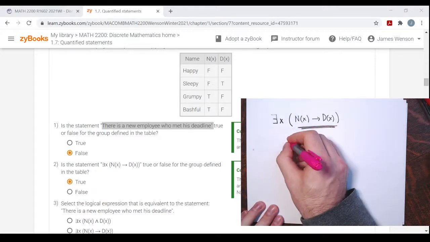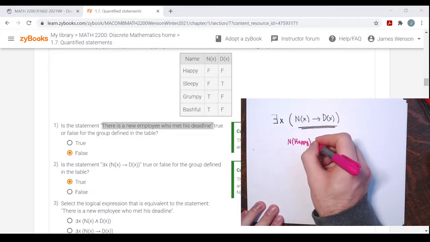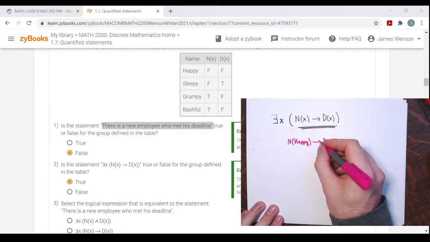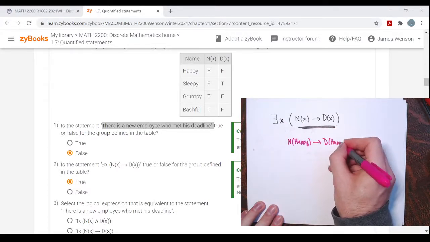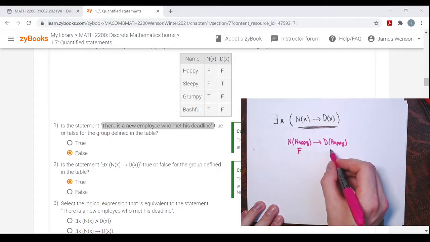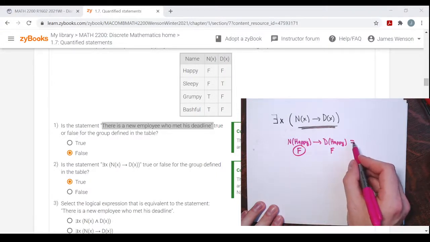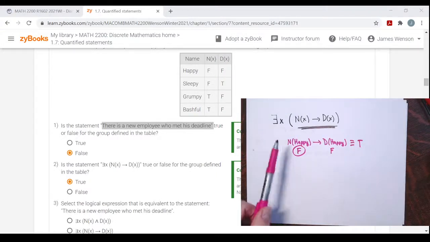Right? If I plug in happy for X, N of happy implies D of happy. This is a false hypothesis. False conclusion. It doesn't matter though. The hypothesis is false, so this statement is true. So this is a true statement.